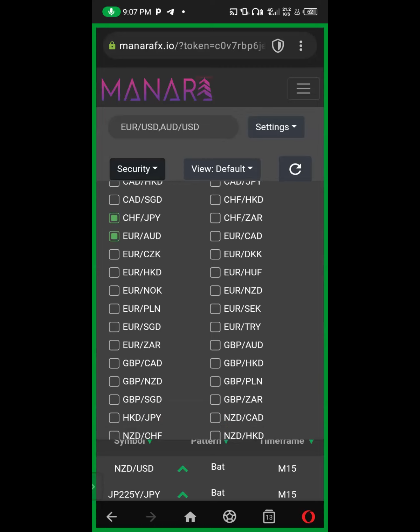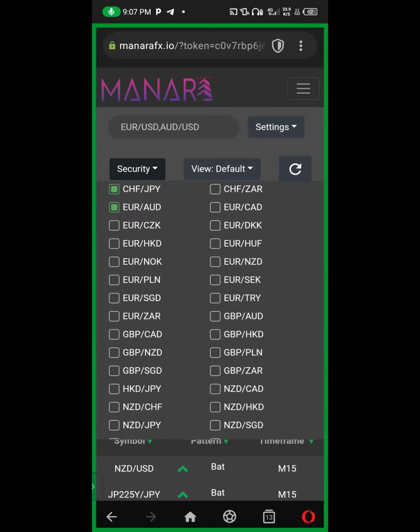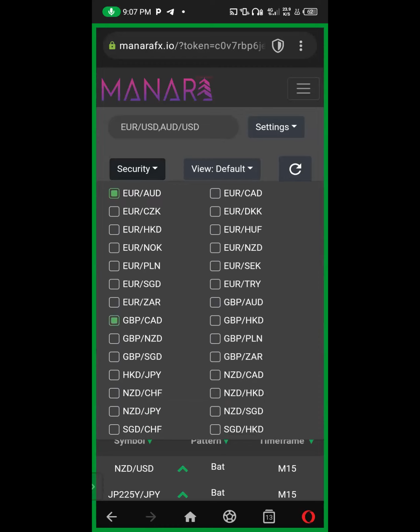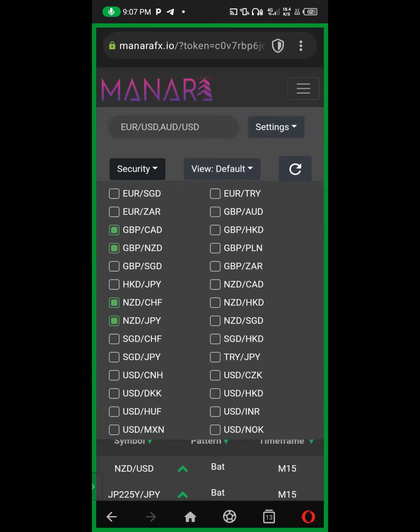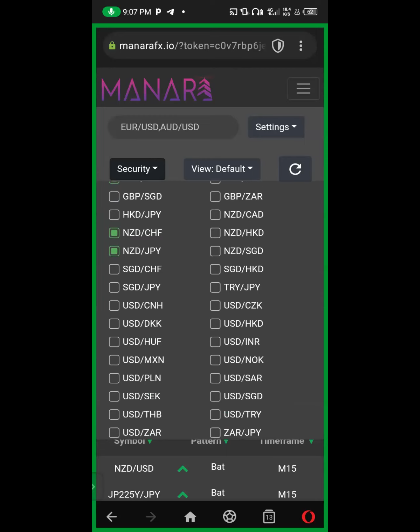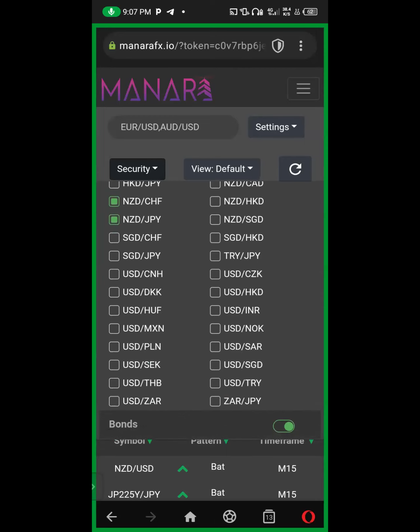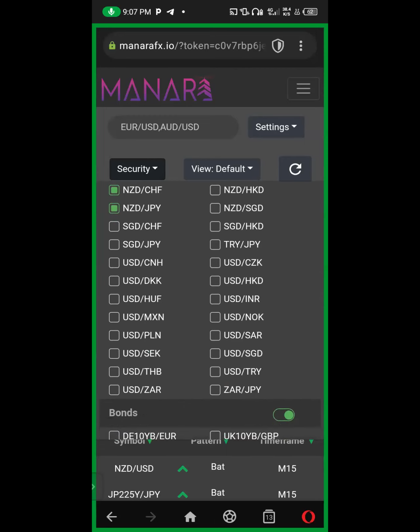So you choose which one it is, GBP CAD, you choose GBP NZD, you choose NZD CHF, NZD JPY, choose 40K. Okay, none here again.